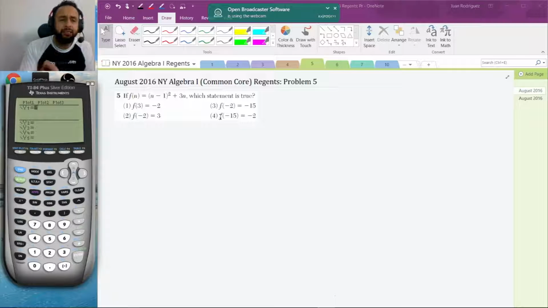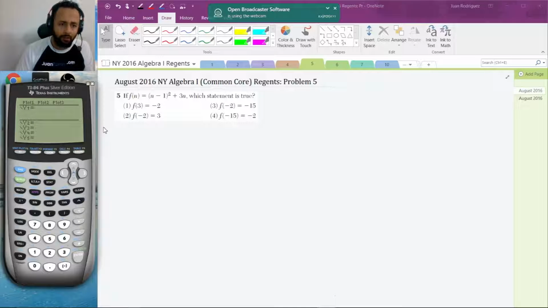If I had no clue how to do this one, I would guess number 4 is wrong anyway, because plugging in a number like negative 15 for n should give me a big number, positive or negative, so I shouldn't get a negative 2 as the output.